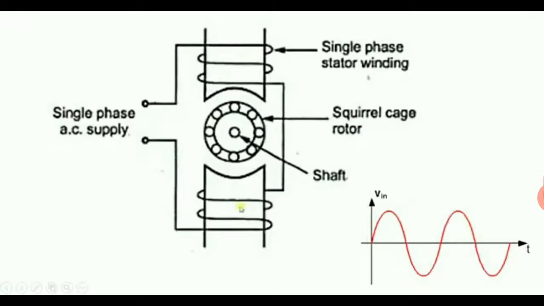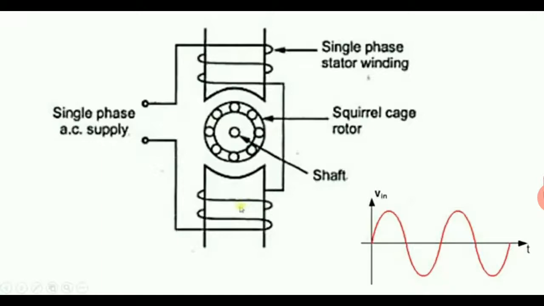Single phase AC supply is given to the stator winding and north and south poles are generated. The single phase stator winding creates a magnetic field which links with the squirrel cage rotor, which generates EMF in the rotor, due to which current starts flowing in the rotor. Due to this current, torque is generated, and due to which the rotor starts rotating.